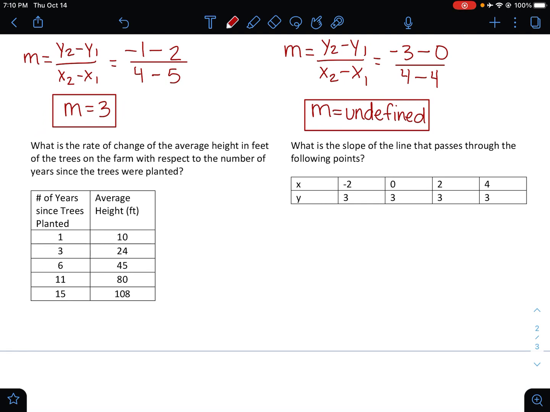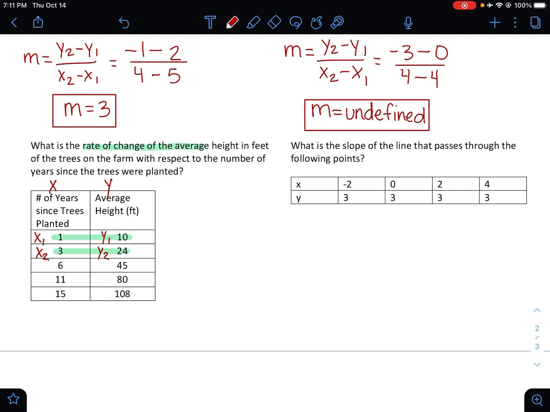Now looking at the tables, what is the rate of change of the average height in feet of the trees on the farm with respect to the number of years since the trees were planted? So what this tells me is these values right here are my x values. My y values are the average height. So for this one, I just like to go ahead and just use the first points that are given. So 1 and 10, and I'm going to label my points. X sub 1, y sub 1, x sub 2, y sub 2.